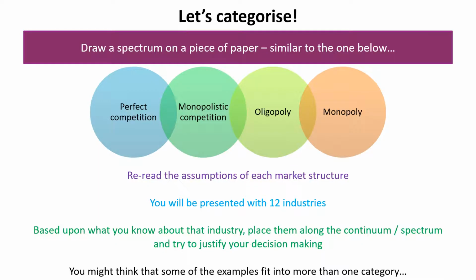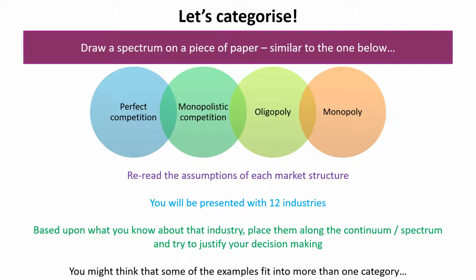Okay, so that's taken you through all four of the market structures. We've looked at perfect competition and monopoly, and we've also looked at monopolistic competition and oligopoly. There's a task for you here to see if you can fit 12 industries that I'm going to give you into the correct one of those market structures.